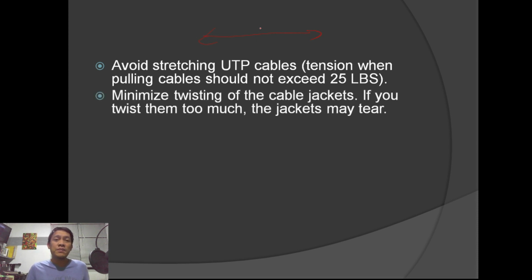So next is minimizing twisting of the cable jackets. If you twist them too much, the jacket may tear. Wag nyo daw pipihitin yung jacket. Always remember, if you're laying cables, as much as possible, straighten the cable. The jacket is the coating of the entire wire. Ito yung outer portion of the Cat5. So yung jacket is the outer portion of the Cat5 or the cable. Wag nyo siyang iti-twist para kahit paano it does not have tension to the cable itself.